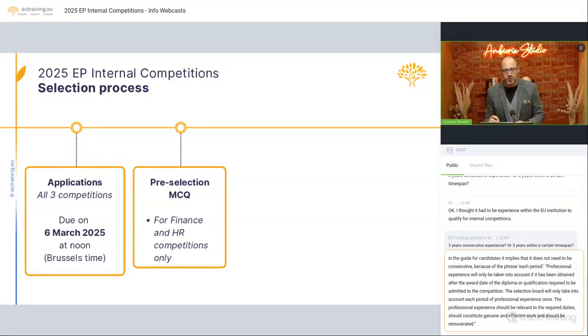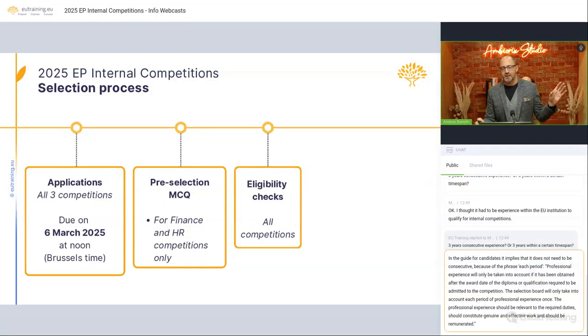And most likely soon after, we don't have official information on when exactly those exams will be. You will likely know it far ahead of us, given that you will be notified and you will hear rumors for sure. But the pre-selection multiple choice questions are going to be taking place for 2 profiles out of 3, so the finance and the HR. So you will have those knowledge multiple choice questions, which I'm going to walk you through in a moment. But again, for the AST3, for the DG presidency and the DLA, there's no multiple choice pre-selection question planned.